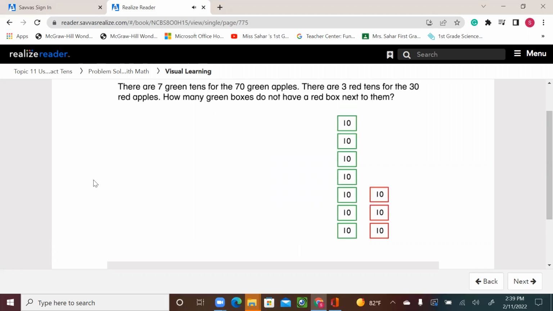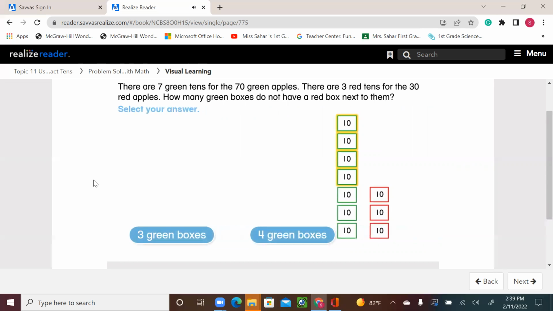There are 7 green 10s for the 70 green apples. There are 3 red 10s for the 30 red apples. How many green boxes do not have a red box next to them? Select your answer. So we use the green boxes to represent the green apples. So we have 7 10s because each 10 is like a group of apples. So there's 70 green apples, and then we have 30 red apples.